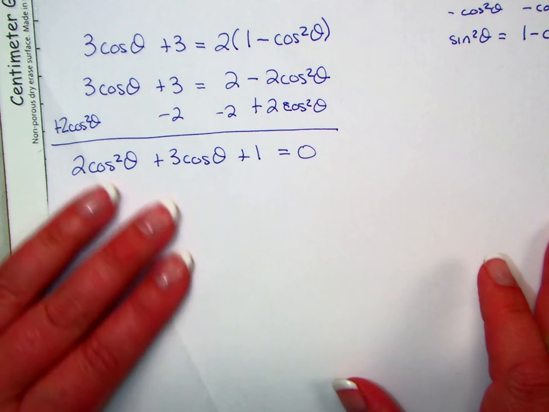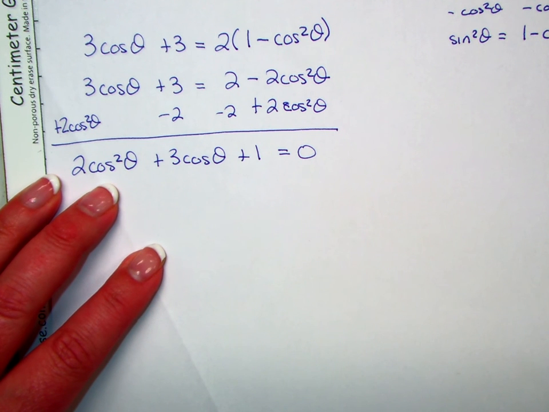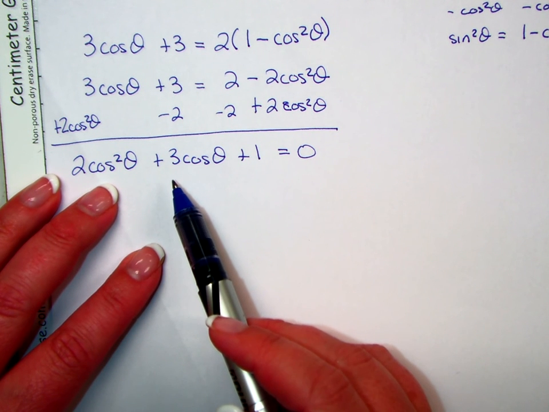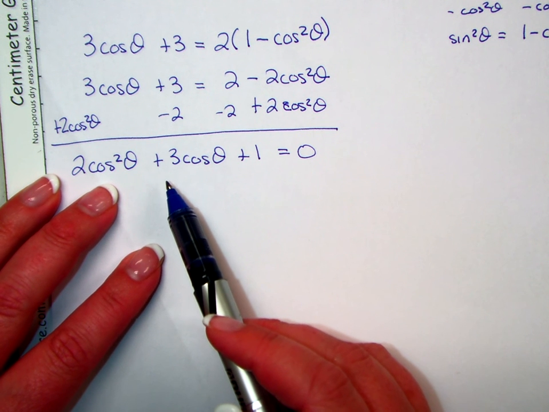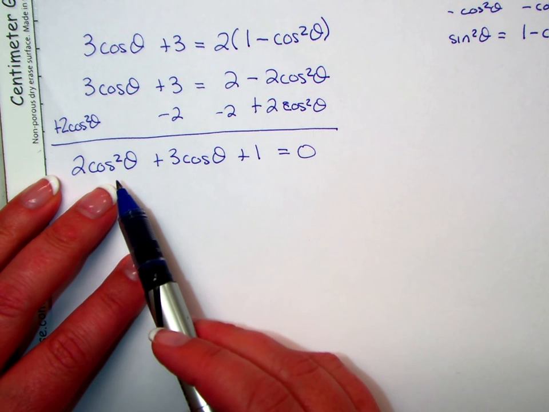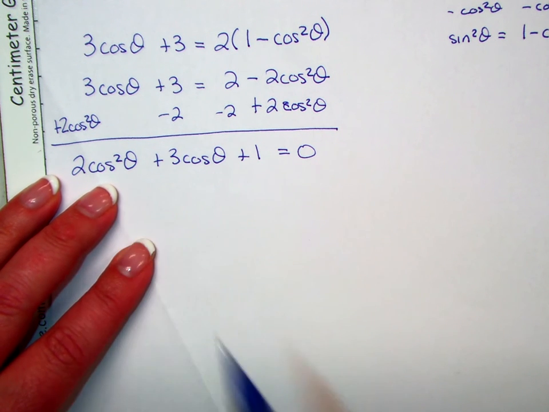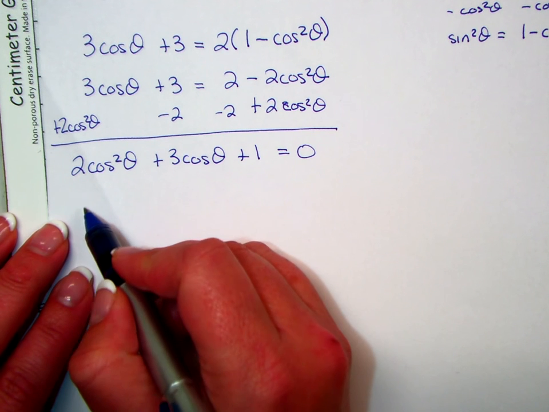Right? So the quadratic formula would work here. So would the quadratic program on your calculator if you have it, right? But do know that that's what cosine equals. But this does factor, okay? So I am going to go ahead and factor it.